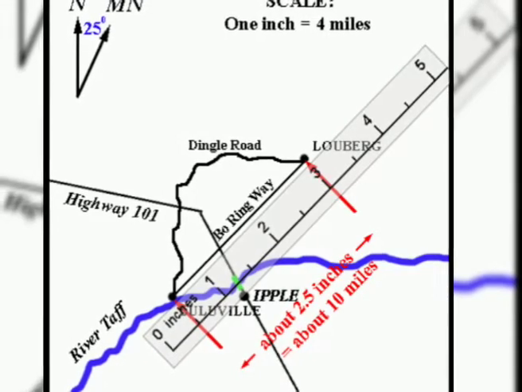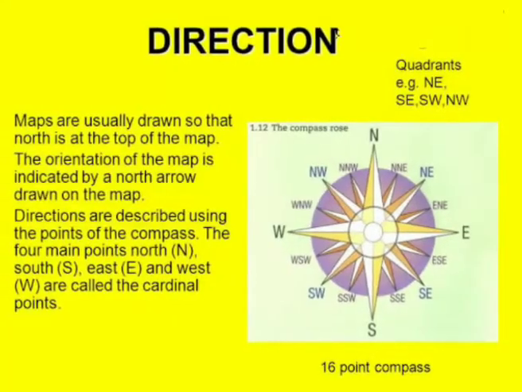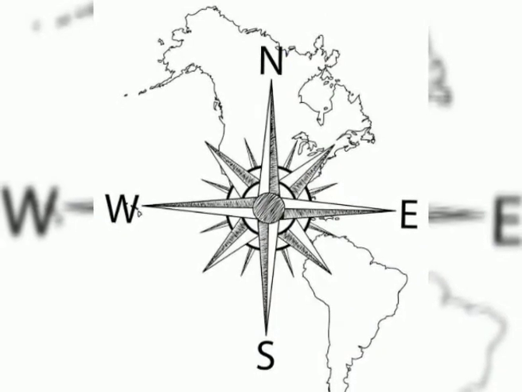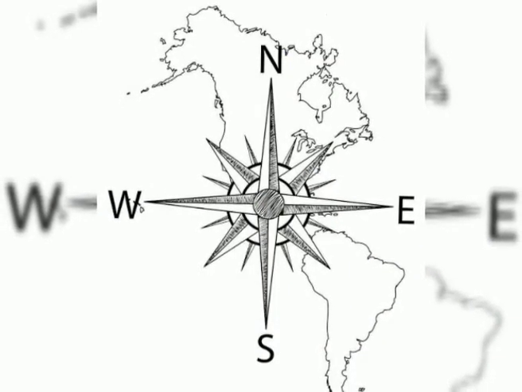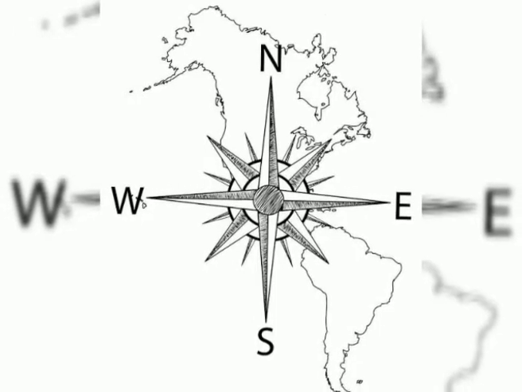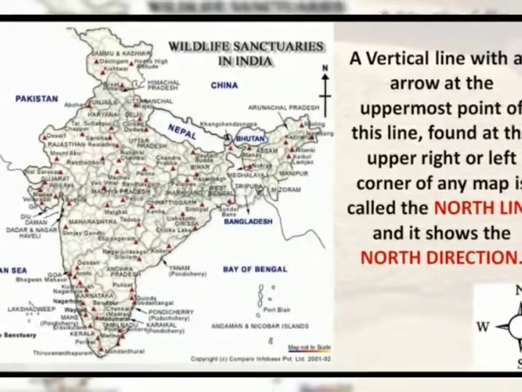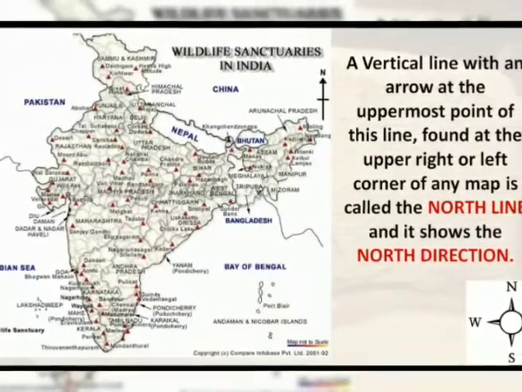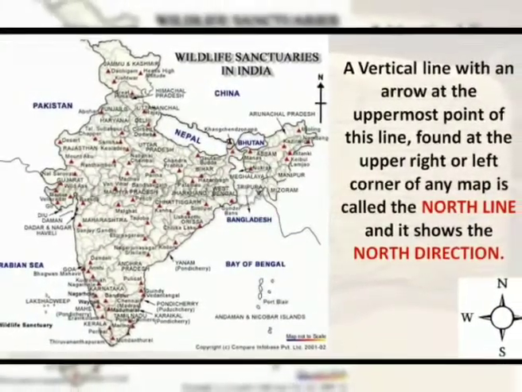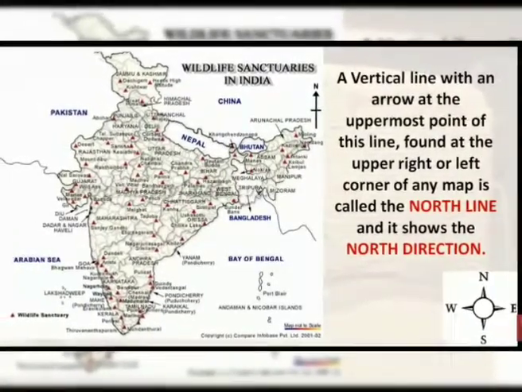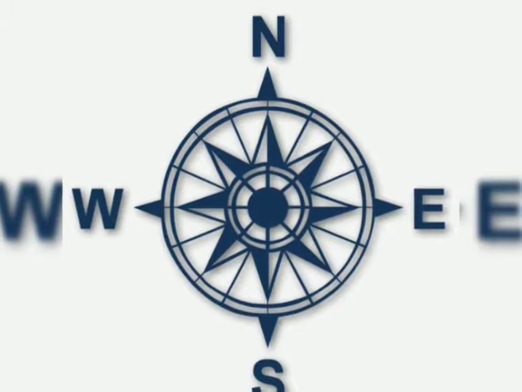Let's move towards another component of the map, that is direction. If you look at any map, a direction is shown on it with an N. That N shows the north direction. So whenever anyone makes a map, it's very important to take the help of this north line to show the direction. If you know the north direction, the rest of the directions you can easily determine.